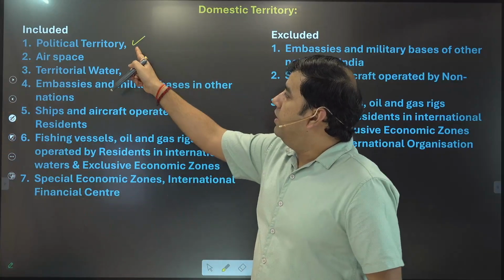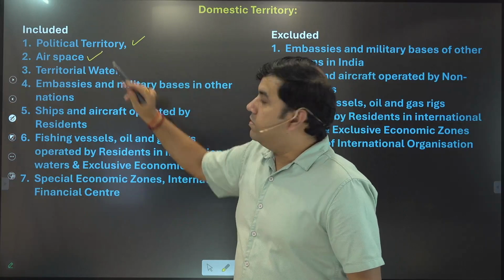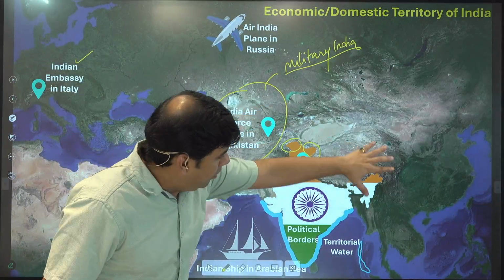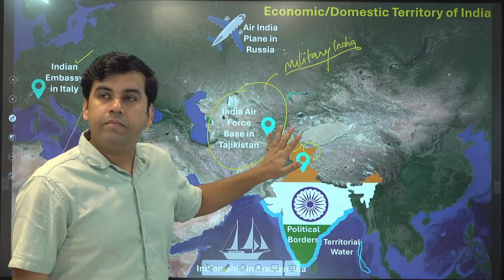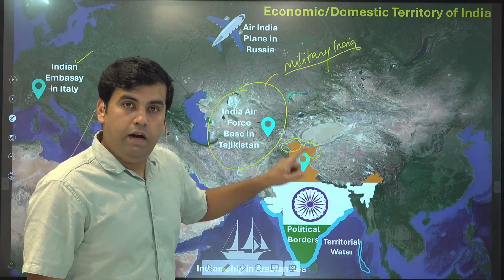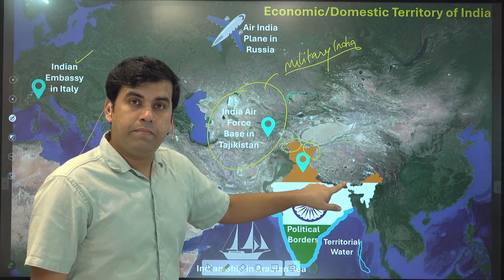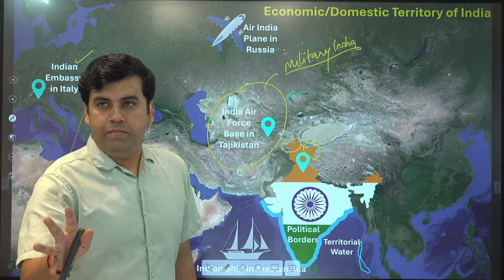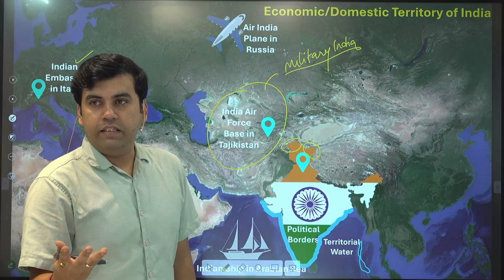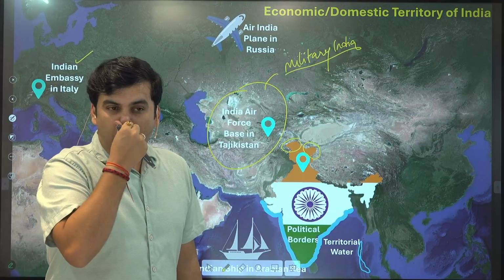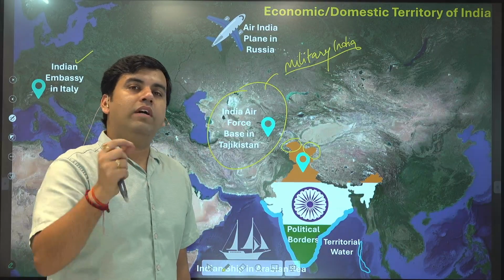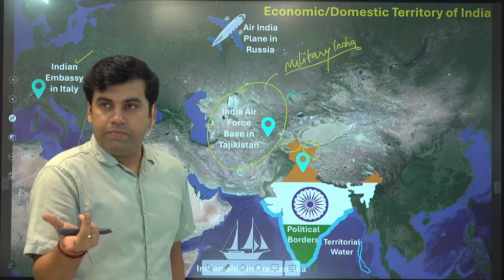Political territory, airspace. Now, what is this airspace? Anything above India's map. So, oil fields. See, oil field is a very confusing thing. Okay, so I will not justify that. Oil fields are actually commercial establishments and it is based on a country to country agreement. Alright.